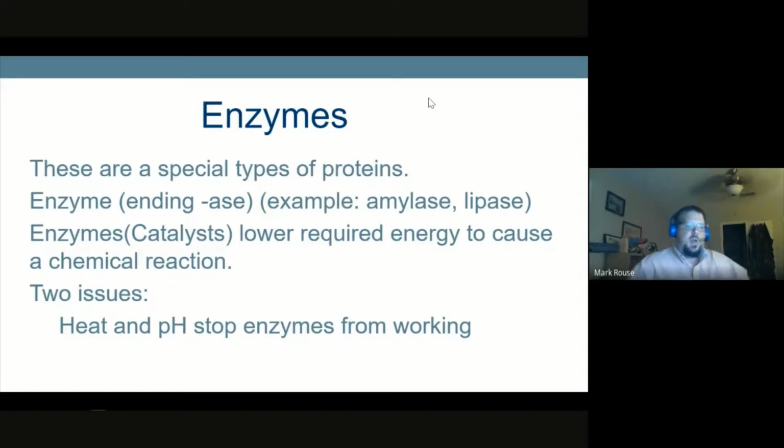Now, there's a problem, though, with enzymes. Enzymes have to be very specific in where they work. And so we have to worry about temperature and pH.